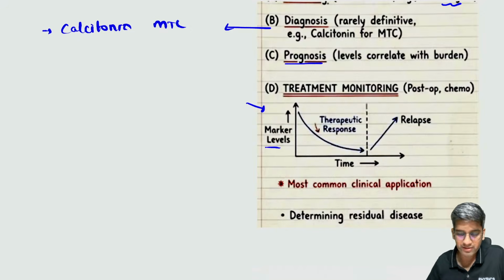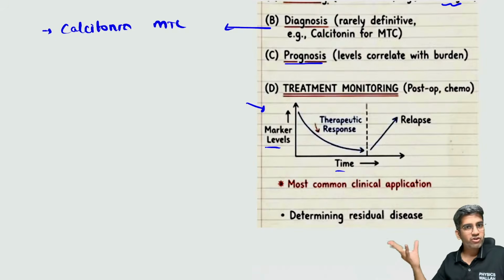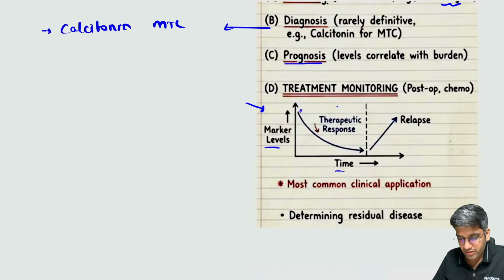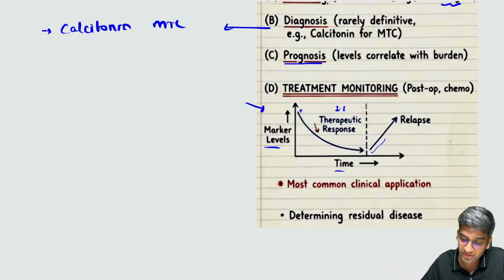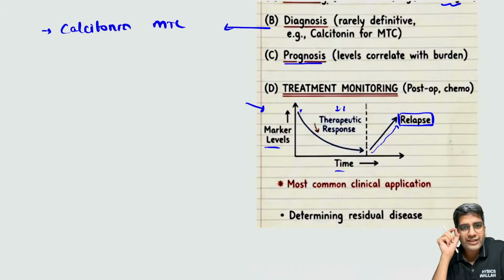The marker levels with time. If you want to write x-axis, y-axis, you can, otherwise ignore. At diagnosis, I gave the treatment. Response, it's lowered. The moment it starts rising despite the treatment, we call it a relapse. Use tiny flowcharts like this wherever possible. It's a very simple way.